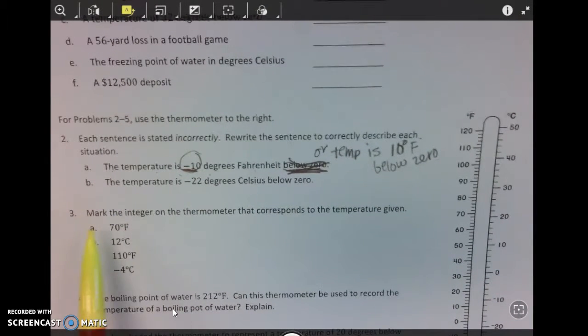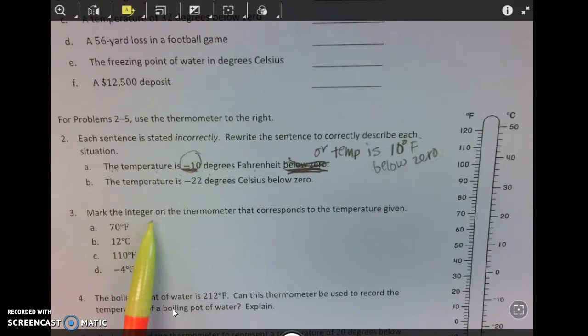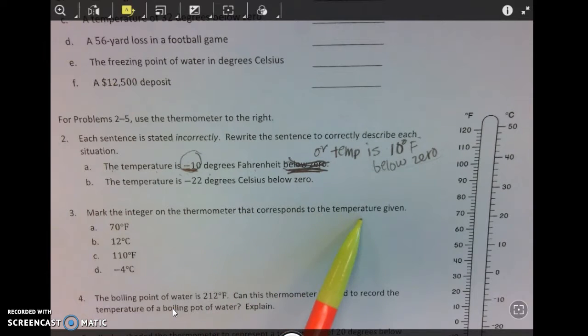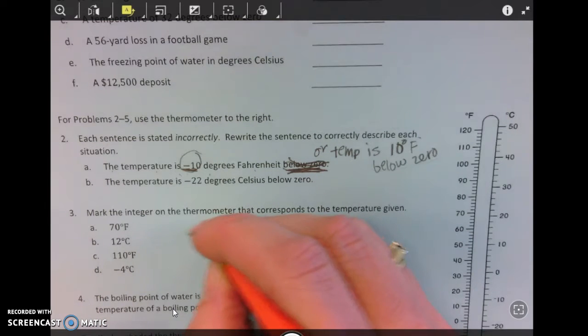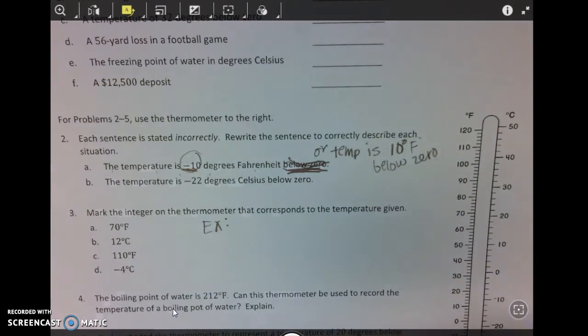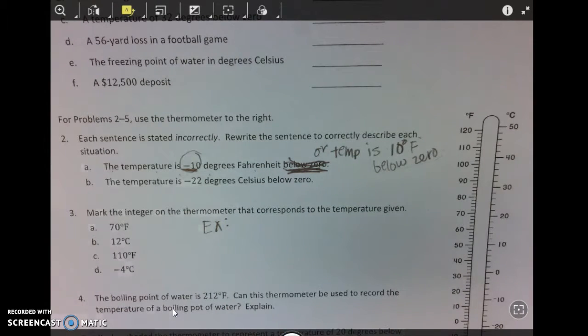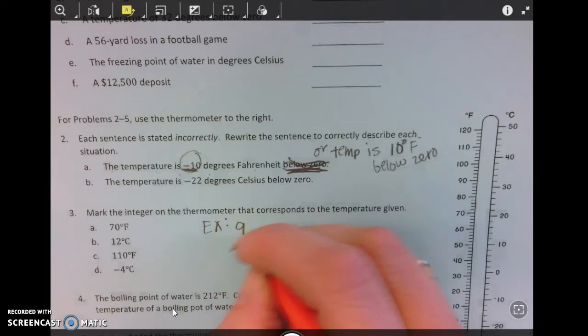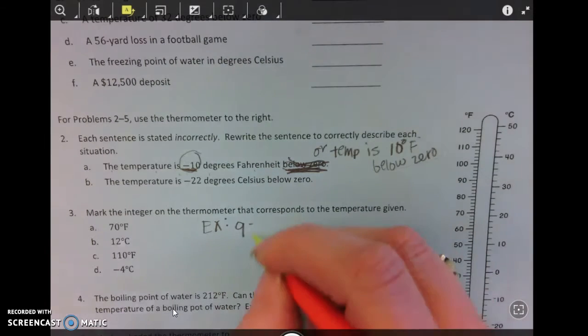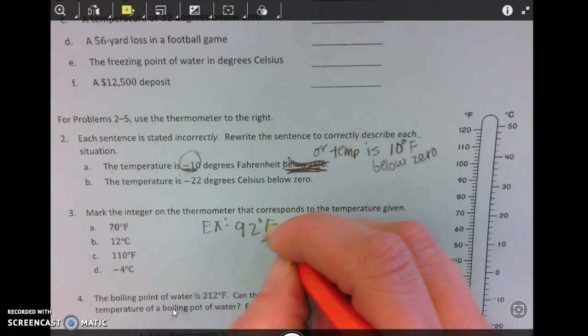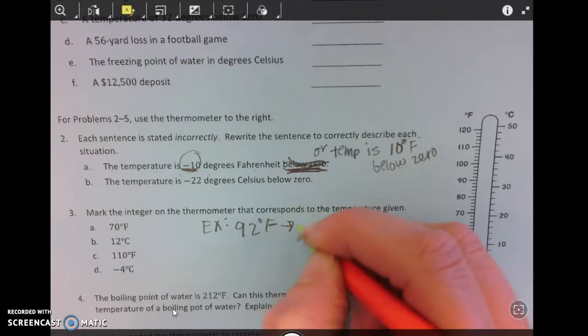Actually, I will talk about this one real quick where it says mark the integer on the thermometer that corresponds to the temperature given. So when it says to mark it, like 70 degrees Fahrenheit, an example would be if I'm marking, let's go 92 degrees Fahrenheit, and let's call that letter E.